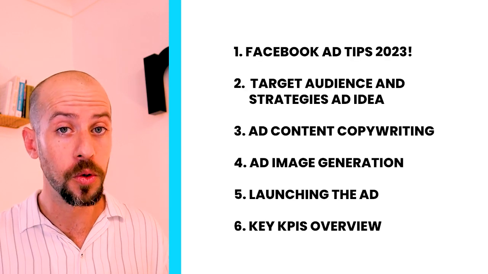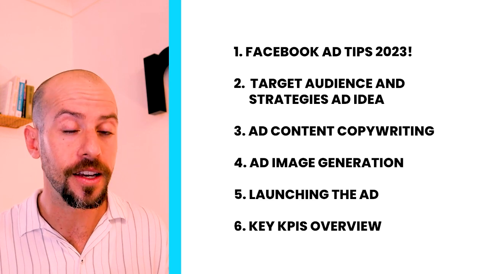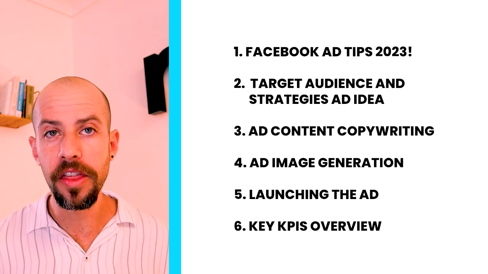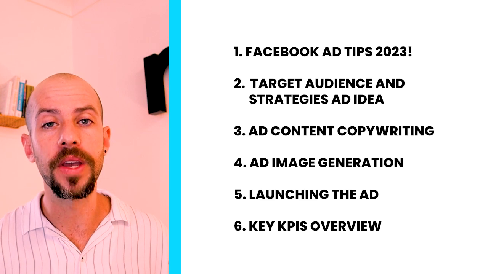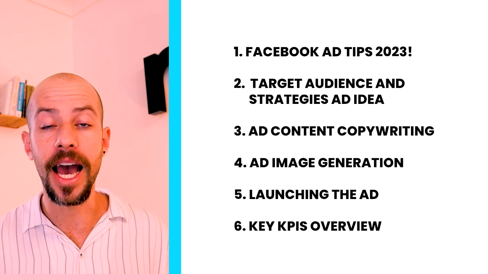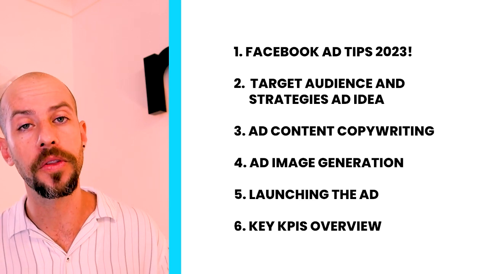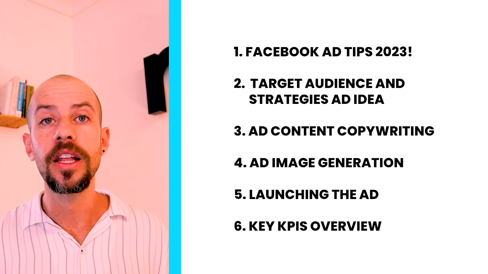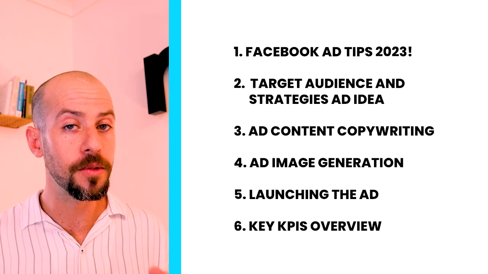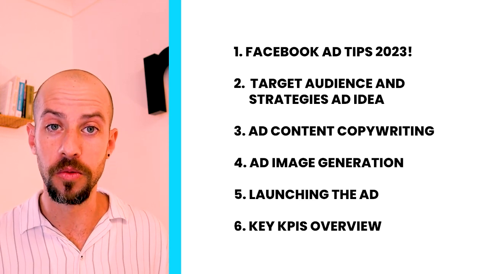So here's what we're going to cover in this video today. The first thing, I'm going to share with you some tips about Facebook going into 2023 because there's a few new hacks that could make your ads a little bit more profitable. The second thing, we'll talk about your audience and how to target them, which will help you create the ad. The third thing, the ad content copywriting. So we'll talk about what sort of copywriting you need to write within your ad, both the heading and the description and so on. The fourth thing, we're going to use an image generator called DALL-E to generate the actual image for the ad, which is going to be really fun.